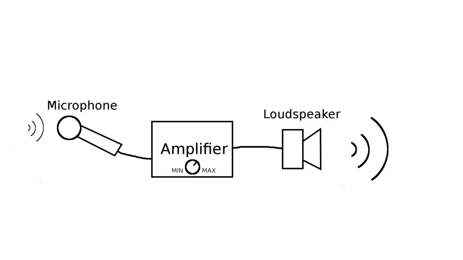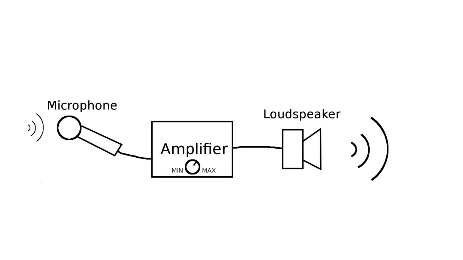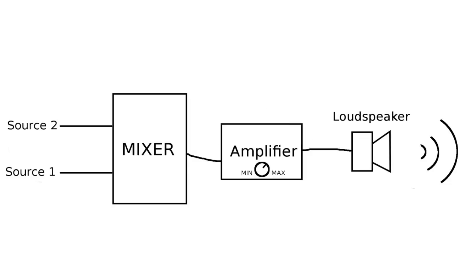In part 2, we'll be looking at how we can adapt the system to handle the sound from multiple sources of different types. In order to connect more than one source to our amplifier, we need to insert a further component into our system. This additional component is the mixer or mixing desk.